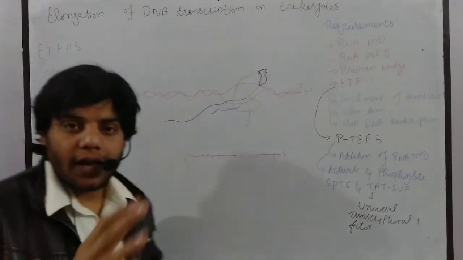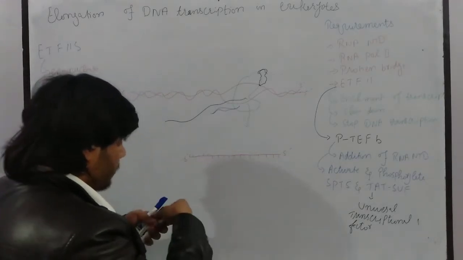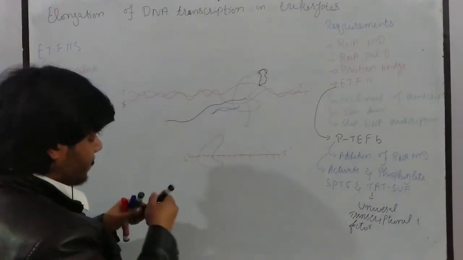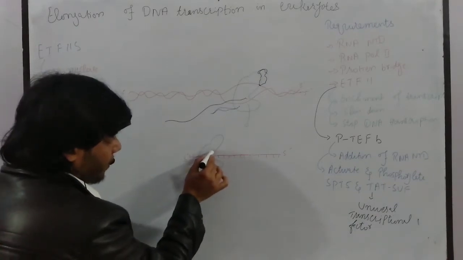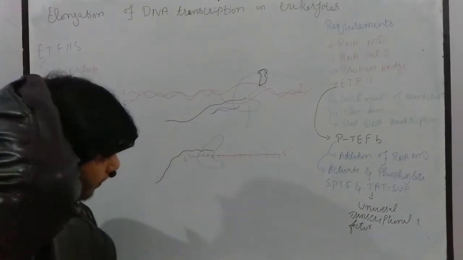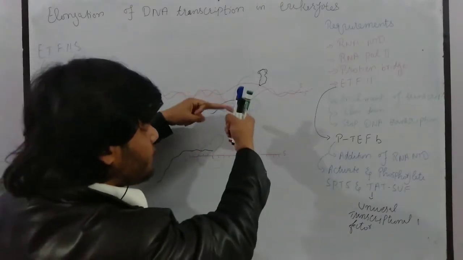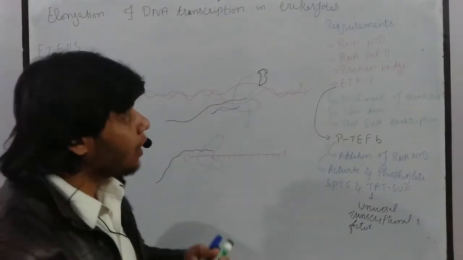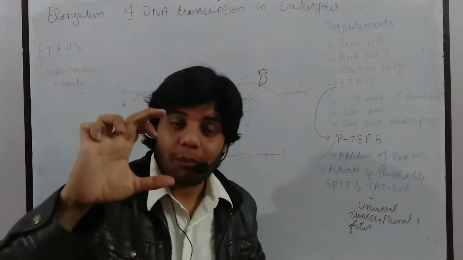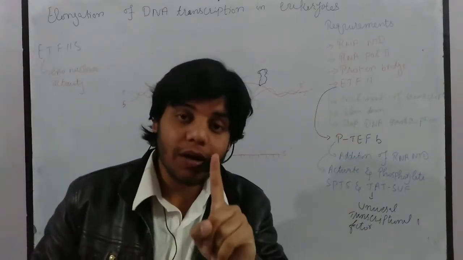Okay, now what happened in this case? Let's suppose this is RNA polymerase 2, and this is the strand which is synthesized and elongated. Remember, this transcriptional bubble is needed, meaning the DNA should be melted one after another. Once the DNA strands are separated and transcriptional bubbles are formed, then the RNA polymerase will be moving. Okay, this is a very important concept.